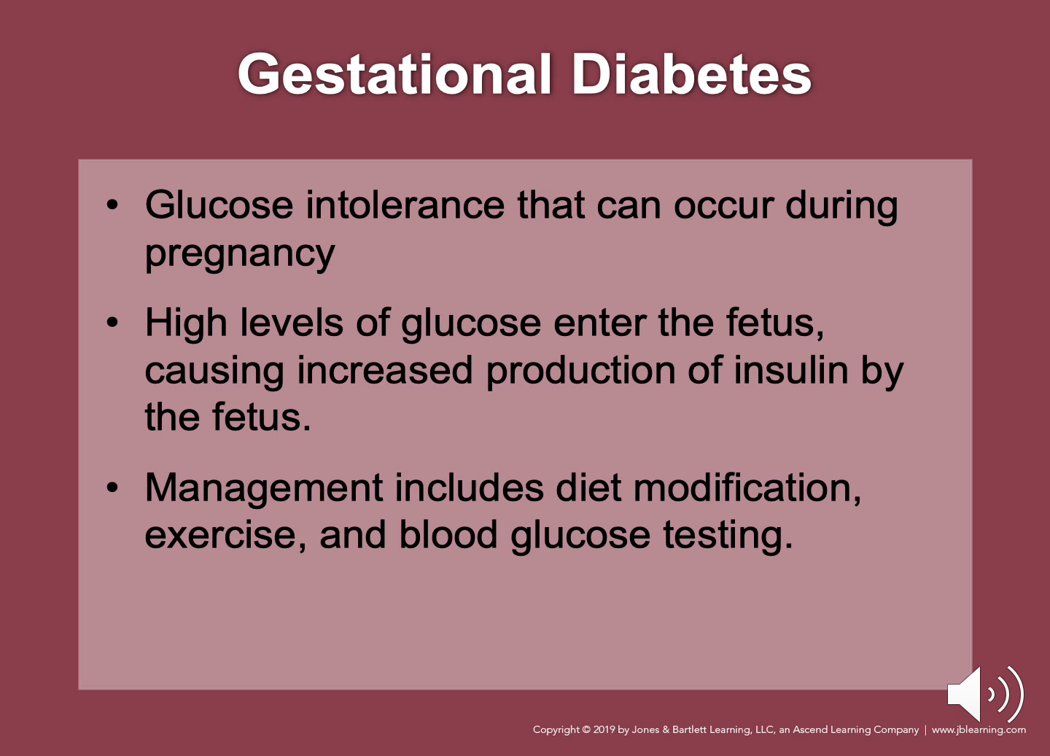All right, gestational diabetes, glucose intolerance, that can occur during pregnancy. But for most women, gestational diabetes will resolve before delivery. Blood glucose crosses the placental barrier. High levels of glucose enter the fetus and increase the fetal production of insulin. This does not create birth defects, and the management usually includes diet modification, exercise, and blood glucose testing. However, it can lead up to insulin administration during the pregnancy if not cared for correctly.